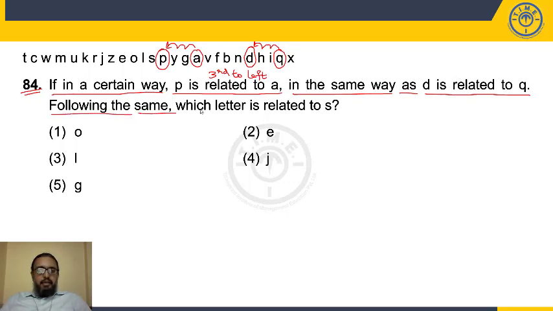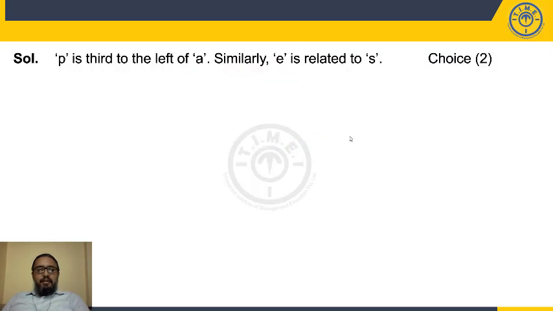Now following the same, which letter is related to S? So S should be in the second position. So which should be in the first position? You count third to the left of S. So third to the left of S is E, and E is given in second option. Okay? So the answer is 2, choice 2. So these are the 4 questions you have in this set.